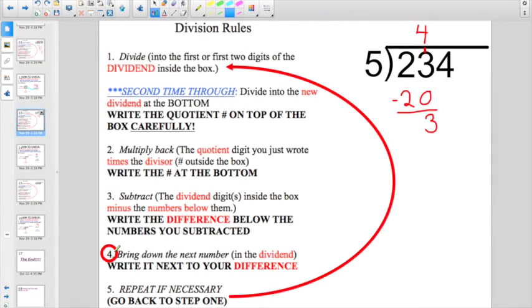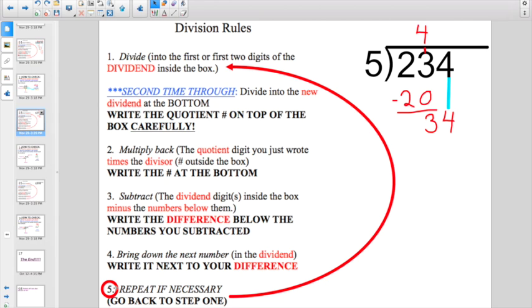All right, getting ready for step 4. Bring down the next number in the dividend. I can tell I have a number to bring down because it doesn't have a quotient digit above it. So I'm going to bring this 4 straight down and I'm going to write it next to the difference. That 3 was the answer when we subtracted.